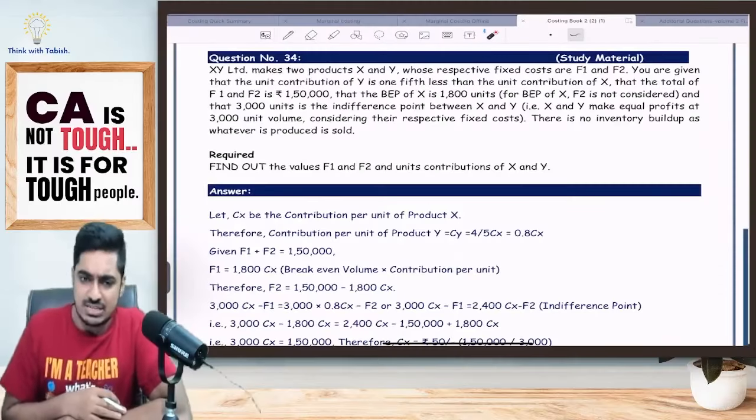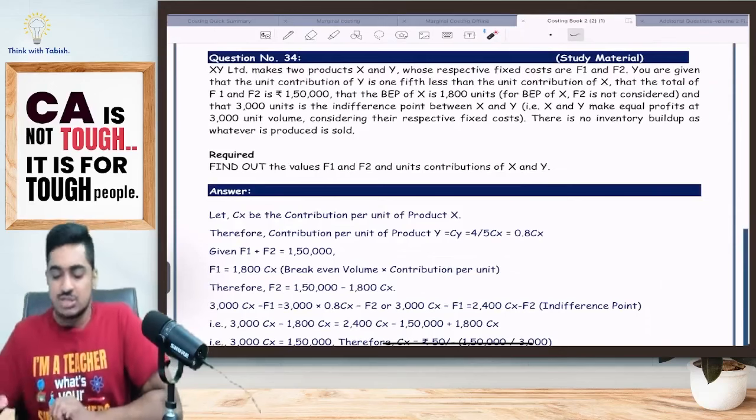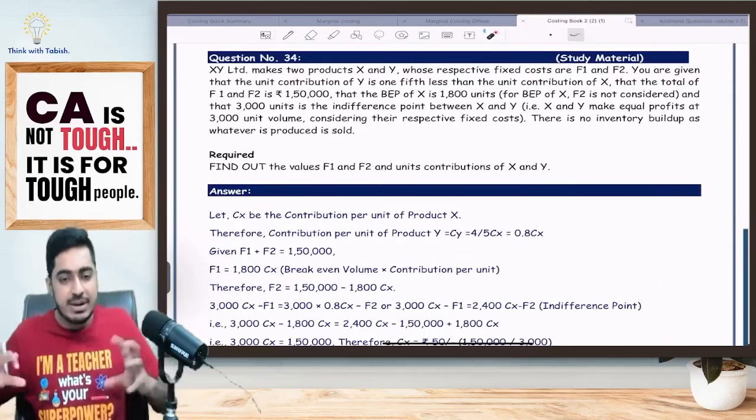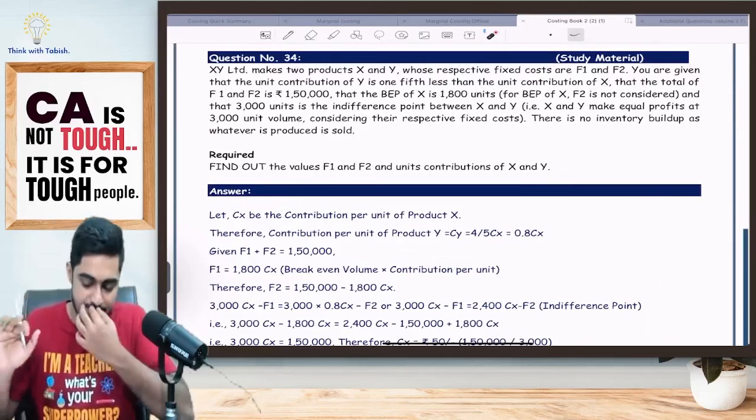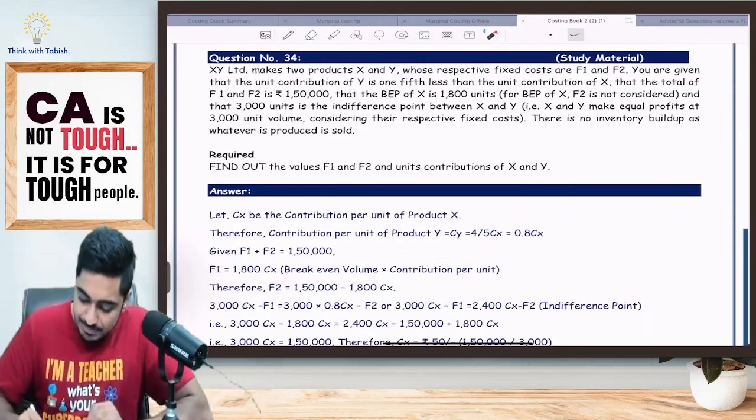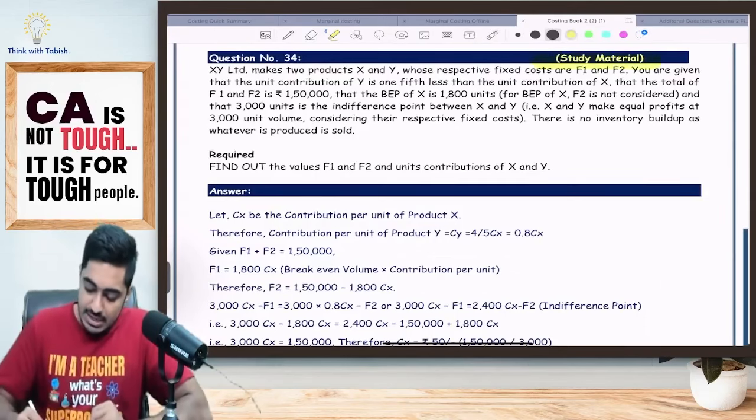Okay, too much fun is going to come. Pay attention, students. This question also I will not solve in entirety, but every step I will keep on explaining. Pay attention. Okay. Study material.